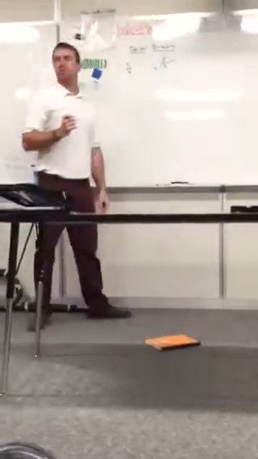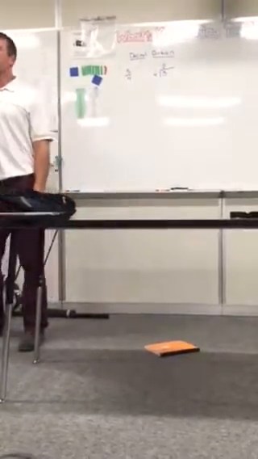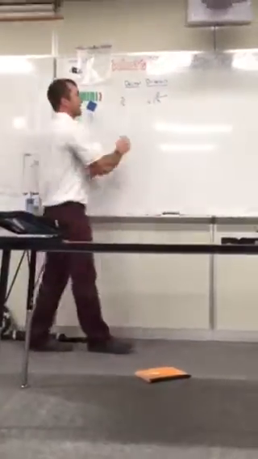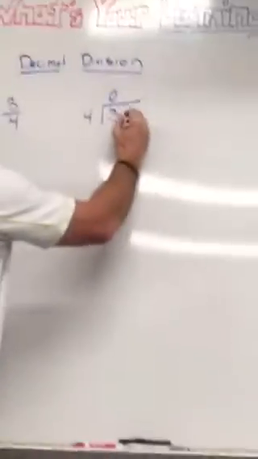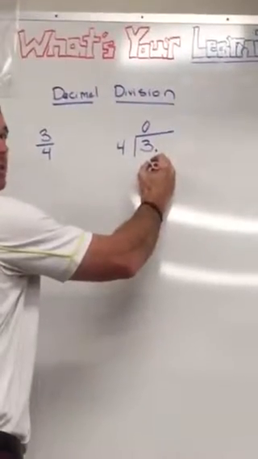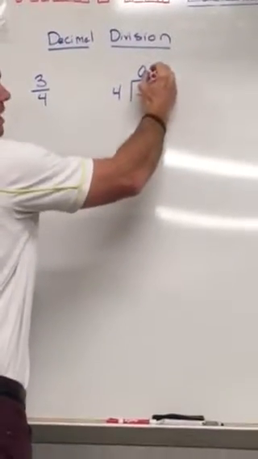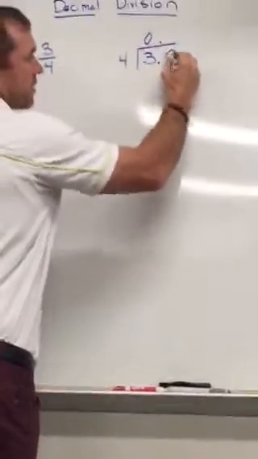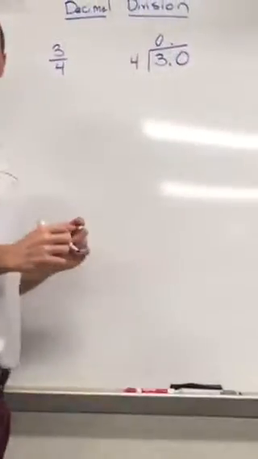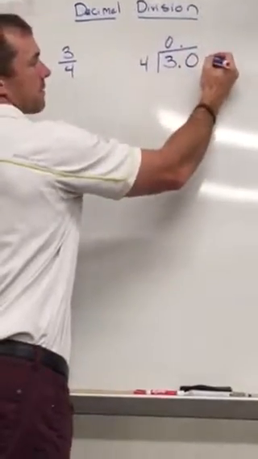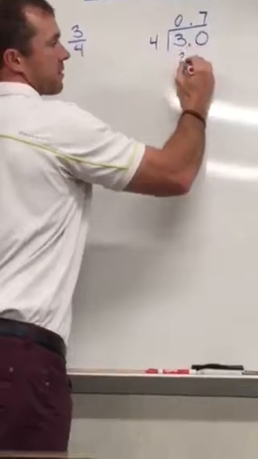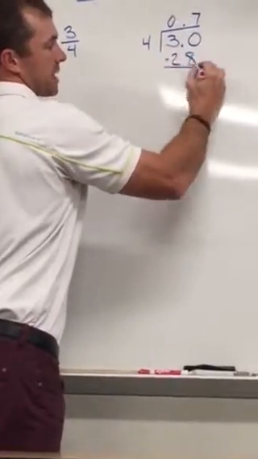Now with dividing with decimals, if you can't go any further, we don't have remainders. What do I add? We add a decimal. Decimal goes where in my answer? Straight up. And then what do I put behind that decimal? A 0. Does 4 go into 30? Yeah. How many times? 7. 7 times 4 is? 28. Subtract, I get 2.